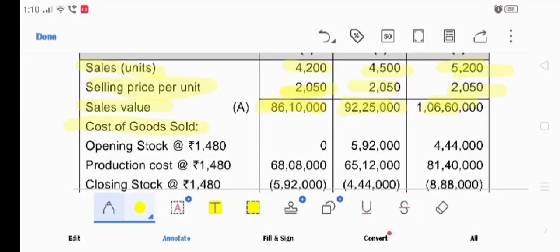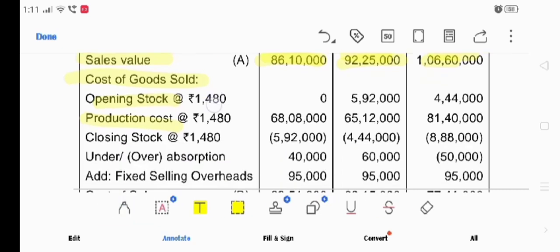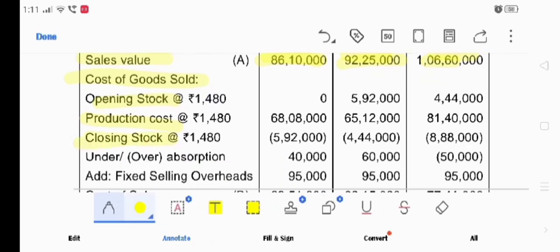How will we get cost of goods sold? Sales plus closing stock minus opening stock. Sorry. If we do sales plus closing minus opening and production, then comes profit. So what is cost of goods sold? Opening plus production minus closing. Simple. You can generate formulas from here and there. So cost of goods sold is nothing but opening plus production minus closing stock. Here he has put it in brackets, that means subtracting.